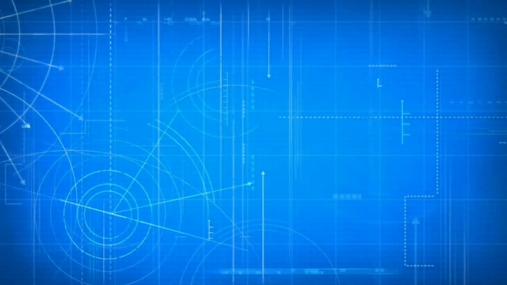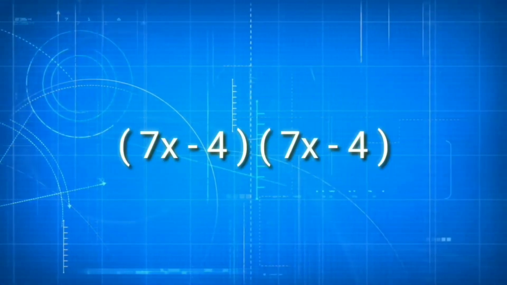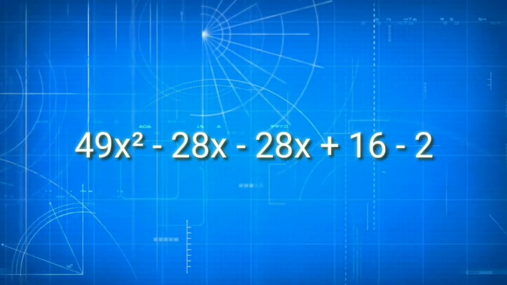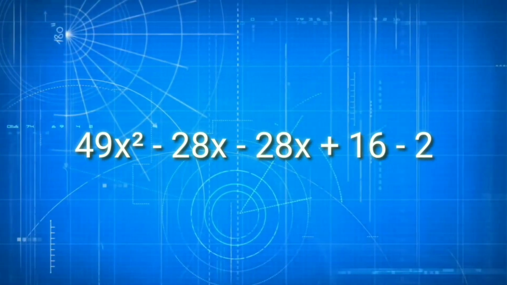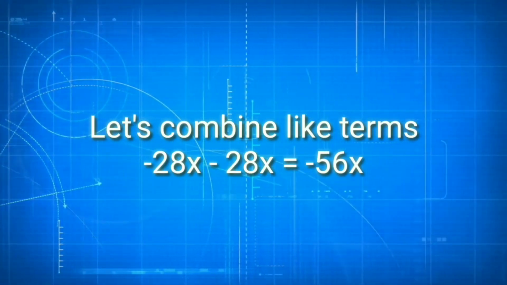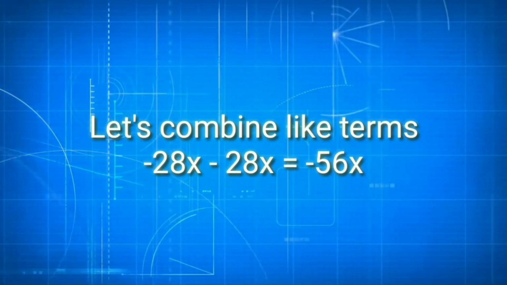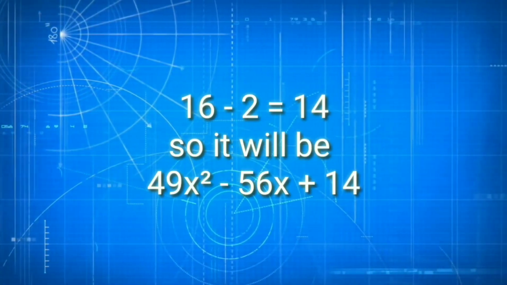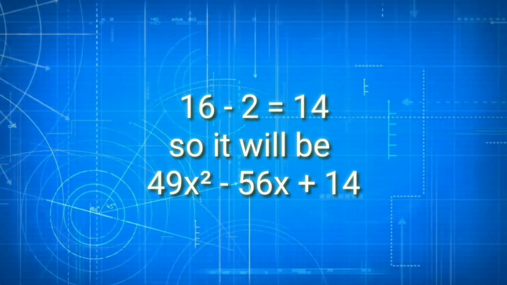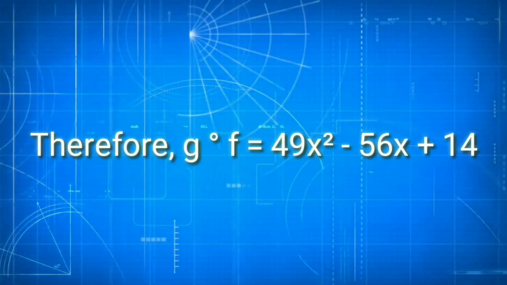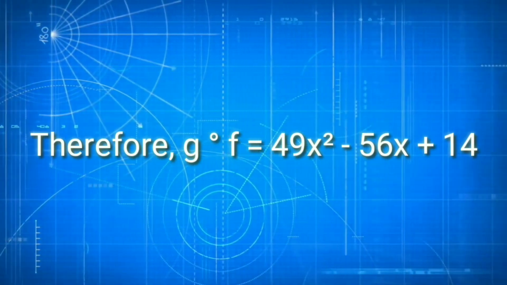Let's solve for the square of 7x minus 4. 7x minus 4 times 7x minus 4. So it will be 49x squared minus 28x minus 28x plus 16 minus 2. Let's combine like terms. Negative 28x minus 28x is equal to negative 56x. 16 minus 2 is equal to 14. So it will be 49x squared minus 56x plus 14. Therefore, g of f is equal to 49x squared minus 56x plus 14.